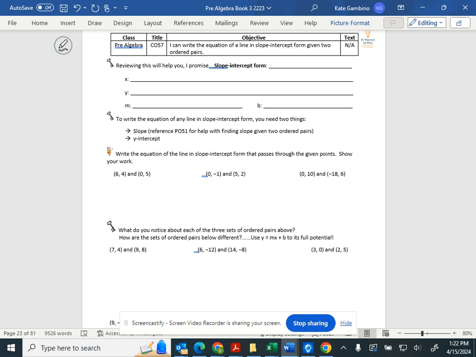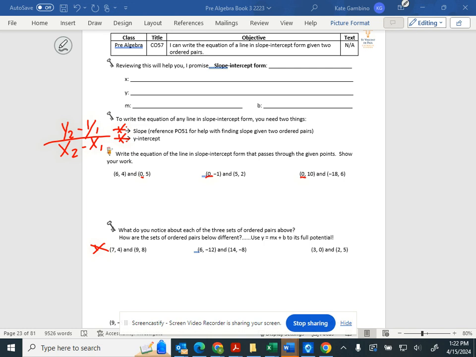This one we are finding our slope. Remember, y2 minus y1 over x2 minus x1. So find your slope, find the y-intercept. Up here, we were given the y-intercept, but down here we're not given the y-intercept. How do I find the y-intercept if I'm not given the y-intercept?